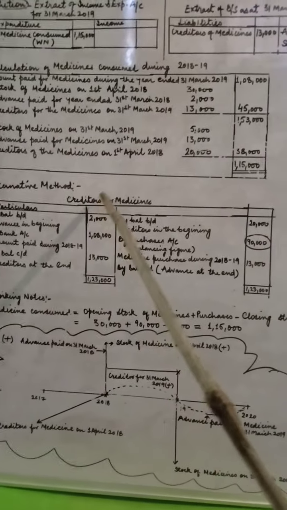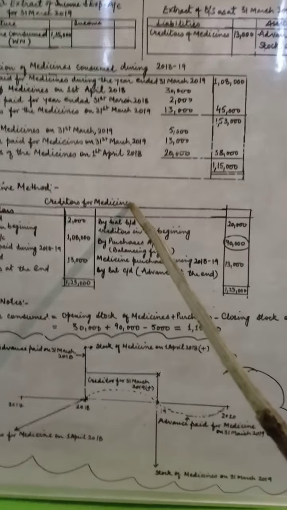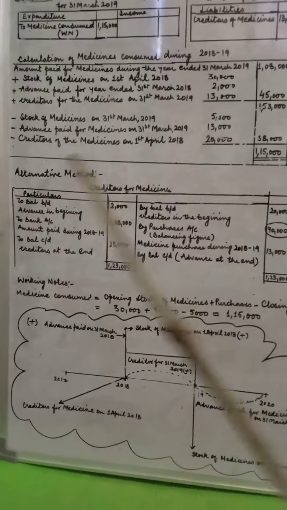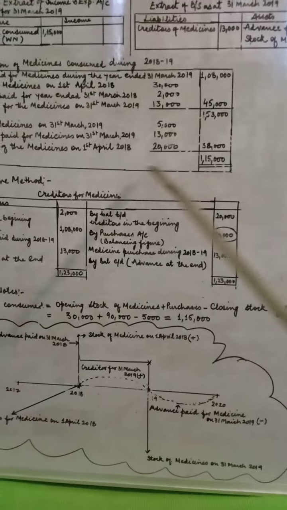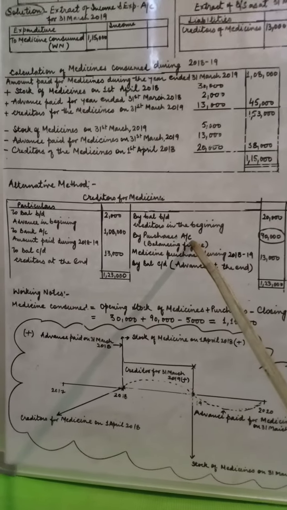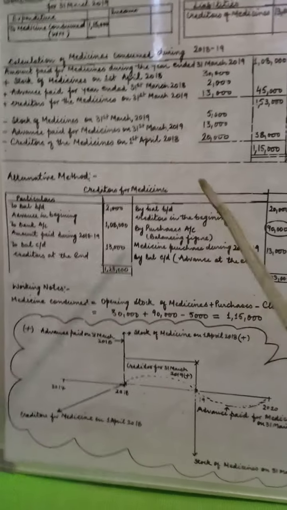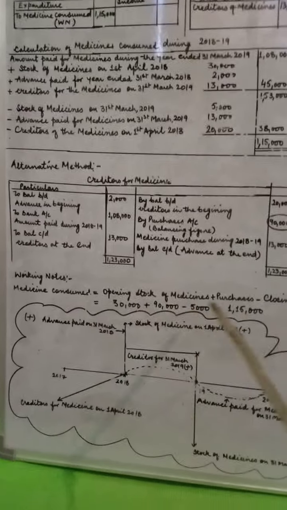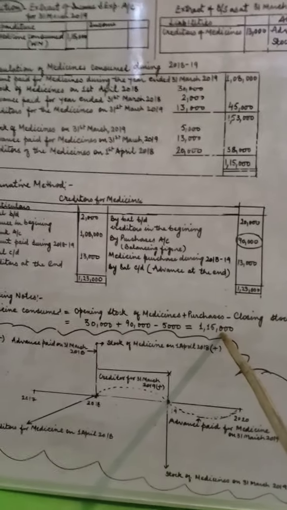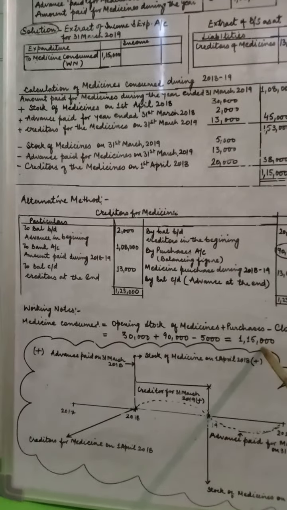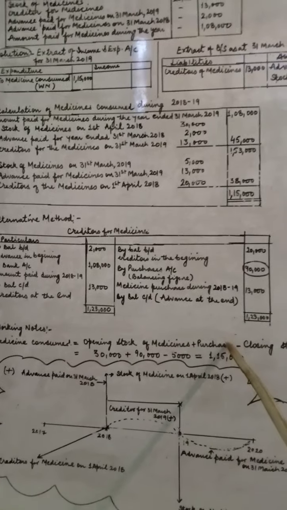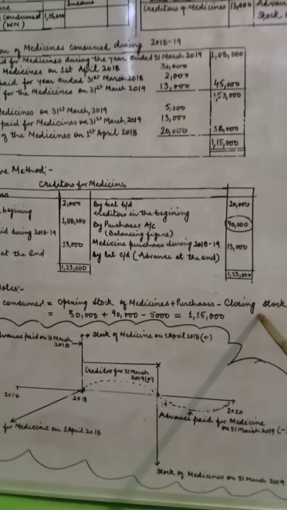With the help of making the creditors for medicines, you can also calculate the purchases. With the help of the creditor for the medicine, you can calculate the purchases, and once you get the amount of purchases, with the help of the next formula, you can calculate the total medicine consumed. What is the formula of total medicine consumed? That is opening stock of medicine plus purchases minus closing stock.